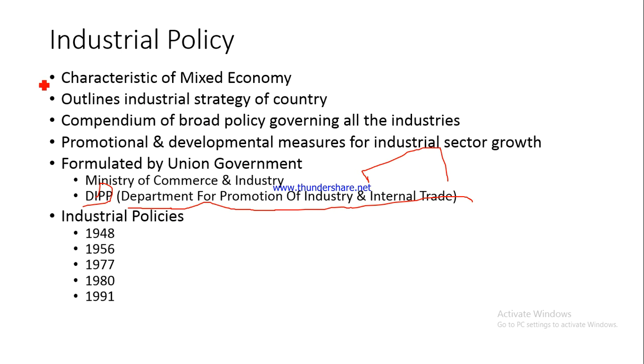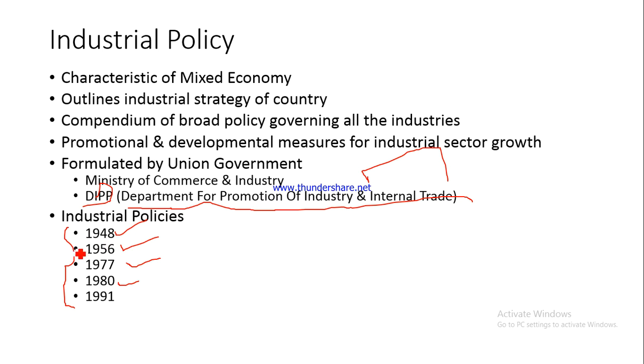Then, as I said, we have had a number of industrial policies since independence. The first industrial policy that we formulated was in the year 1948. Then there was a successor of this policy in the year 1956. Then in 1977 there was another policy which was brought out by the then government. Then we had another policy within 3 years of this, around 1980, and then the last, last but not the least, is the 1991 industrial policy.